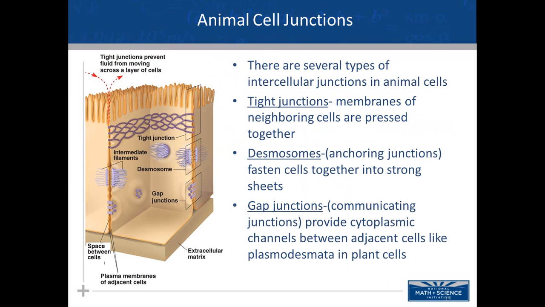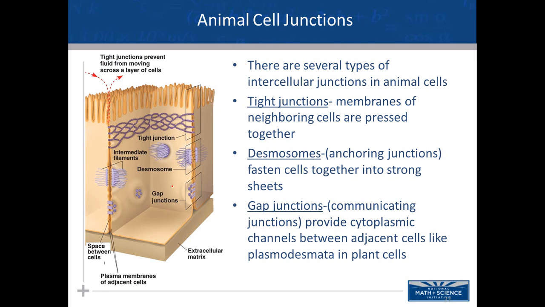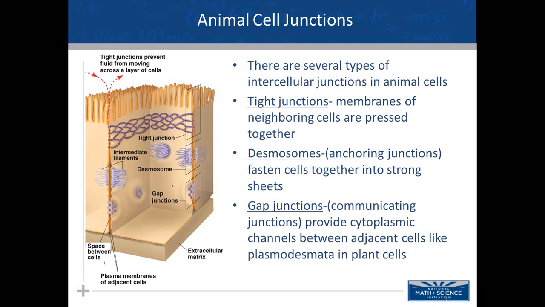Animal cells, like plant cells, have ways to communicate to one another through different kinds of junctions. So animal cells actually have 3 different types of junctions. One is called a tight junction. And a tight junction is neighboring cells that are basically pressed together. Think of it kind of like a rivet, if you will. Now, desmosomes are anchoring junctions, and they fasten cells together into strong sheets.